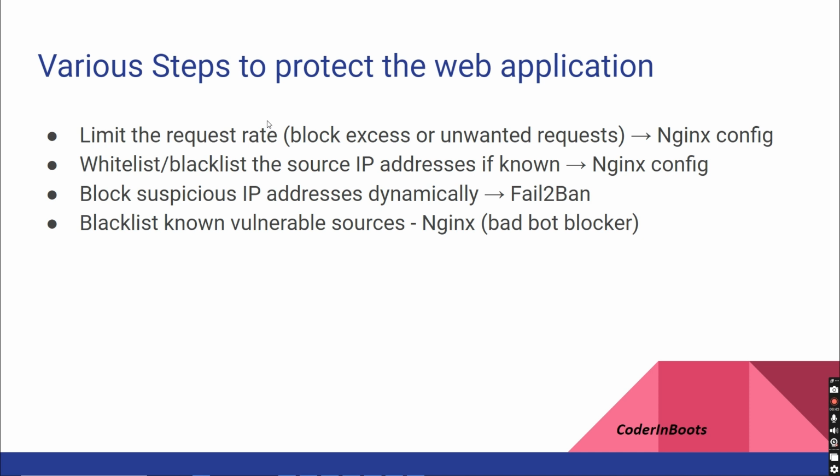So one is, let's say, limiting the request rate from a specific source. Let's say I want to limit the request rate in a 1 minute period, and anything greater than 20 requests is considered high according to my application. Then I can put a rule, configure a rule inside NGINX, to restrict the limit to 20 requests per minute. Anything more, block.